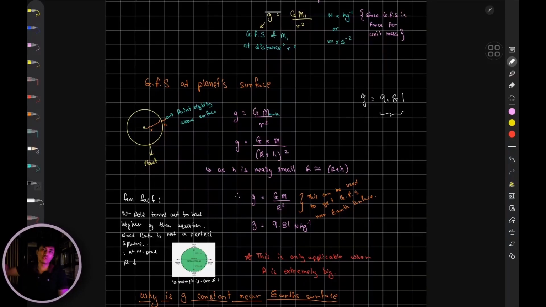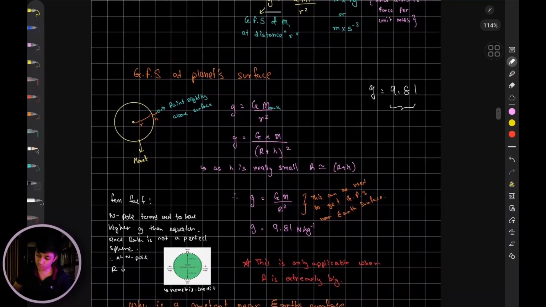Let's say 2 meters above the surface, right? So what you're going to do is gravitational constant times the mass of Earth divided by r, the radius of Earth, plus the altitude at which you're measuring the field strength, to the power of 2, right?